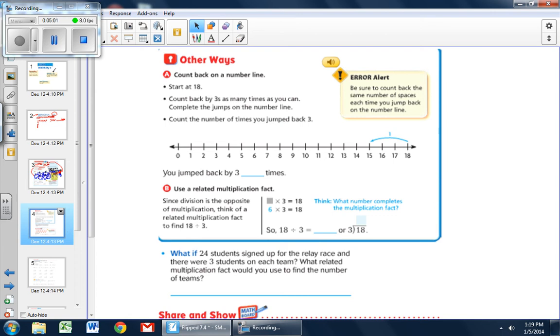The next way it wants you to look at it is to count back on a number line. So we drew a model. Now we're going to count back on a number line. You're going to start at 18. So we're starting at 18. You're going to count back by threes as many times as you can. Complete the jumps on the number line. So we have 1, 2, 3.